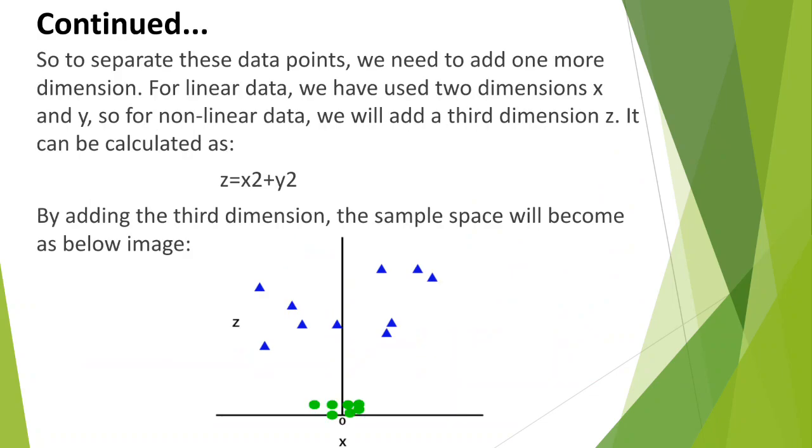Nonlinear support vector machine. If data is linearly arranged, then we can separate it by using a straight line. But for non-linear data, we cannot draw a single straight line. Consider the below image. To separate these data points, we need to add one more dimension. For linear data, we use two dimensions x and y. For nonlinear data, we will add a third dimension z. It can be calculated as z = x² + y². By adding the third dimension, the sample space will become as below image.